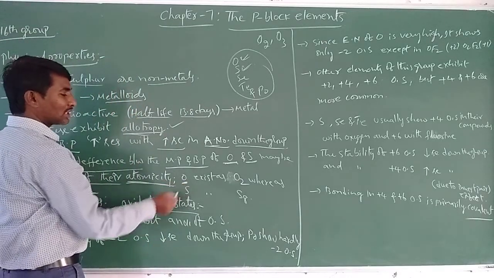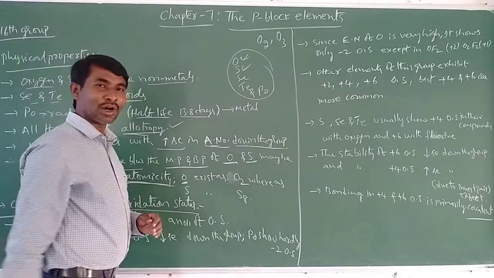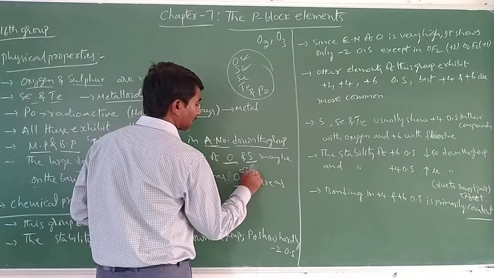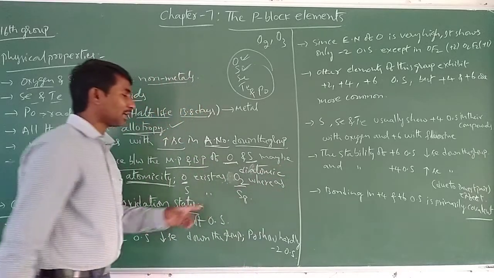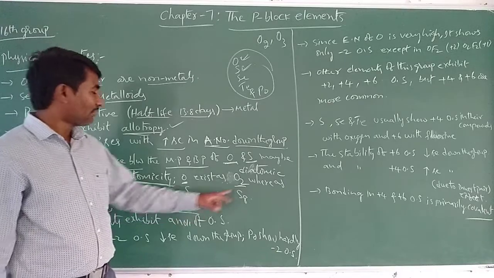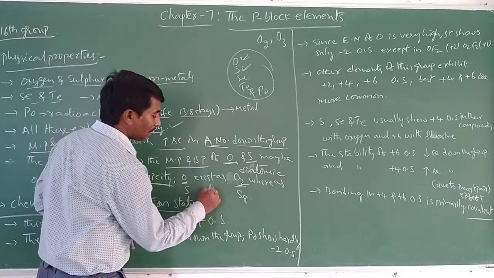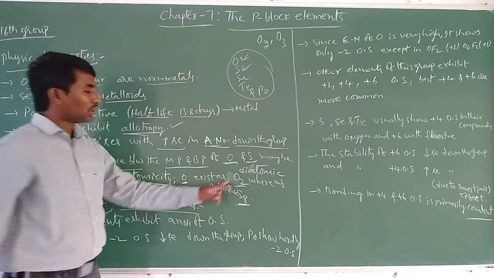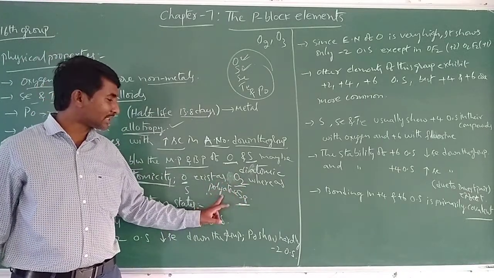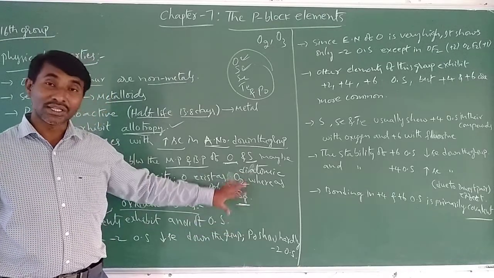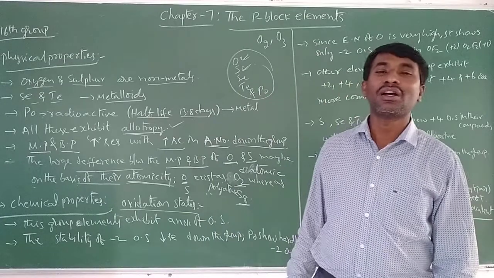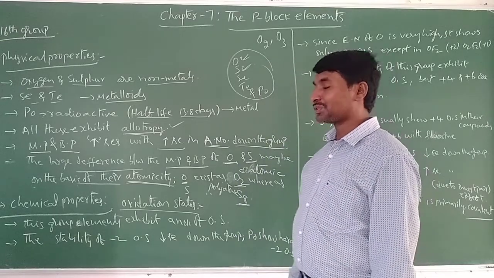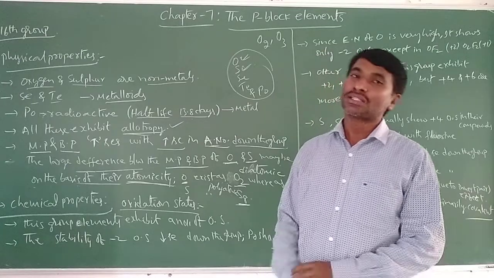Oxygen exists as a diatomic molecule, O2, whereas sulfur exists as a polyatomic molecule, S8. So oxygen exists as diatomic O2 and sulfur exists as polyatomic S8. That's why we observe a large difference in melting and boiling points between sulfur and oxygen.